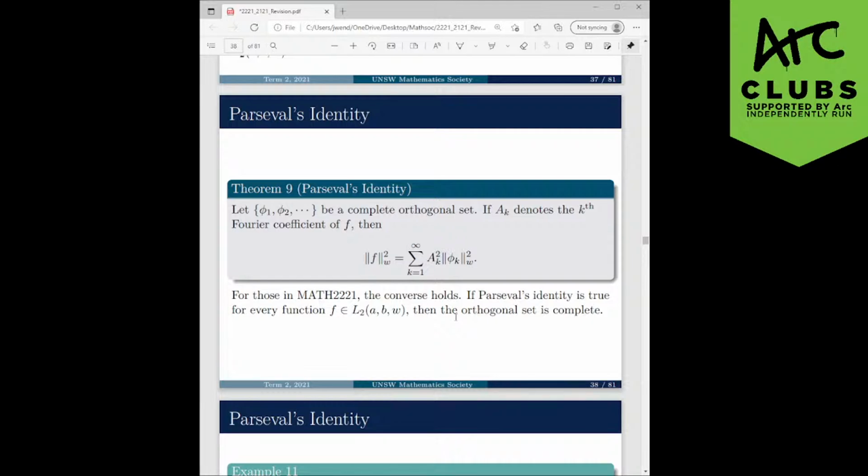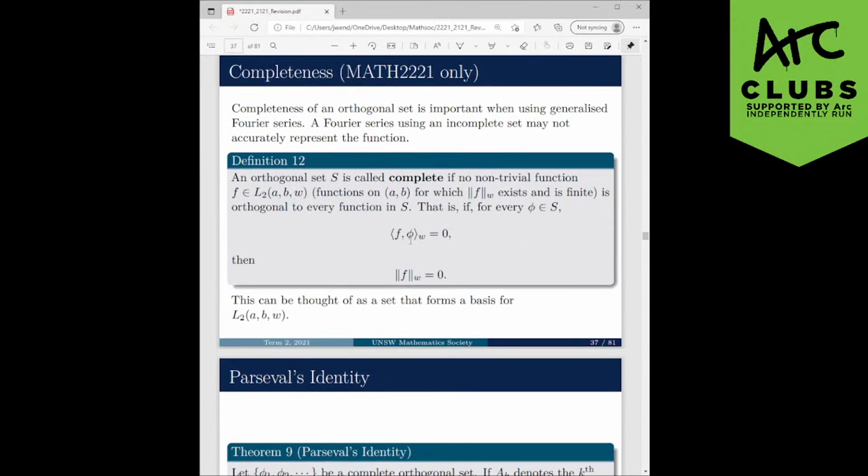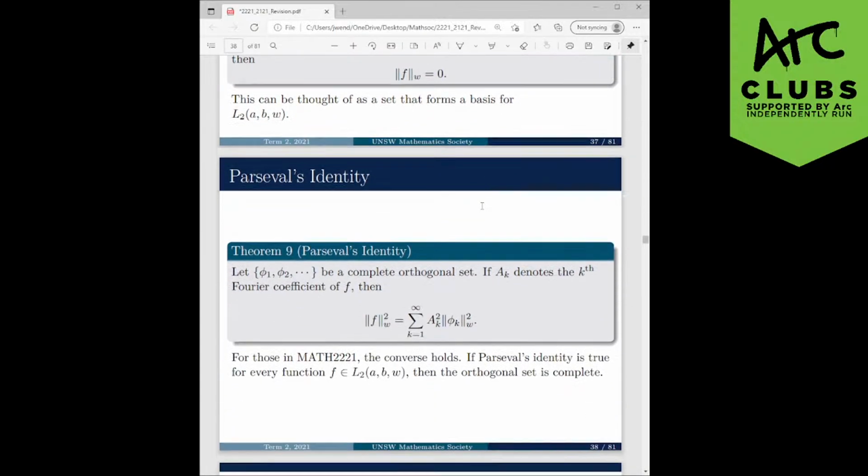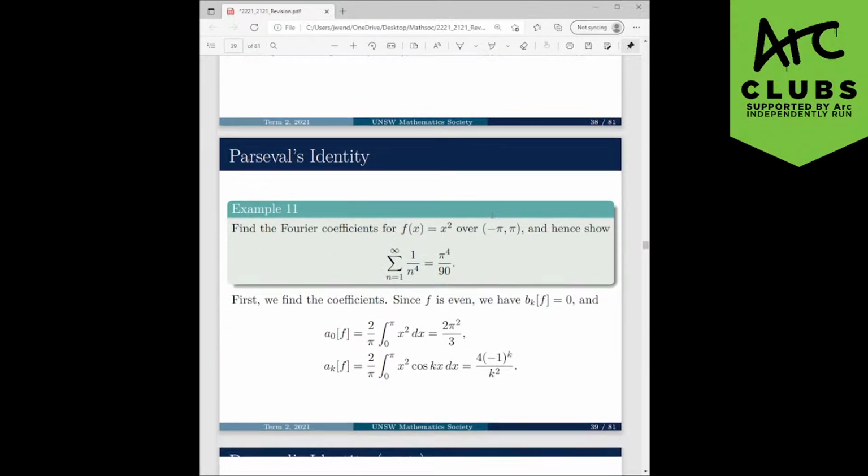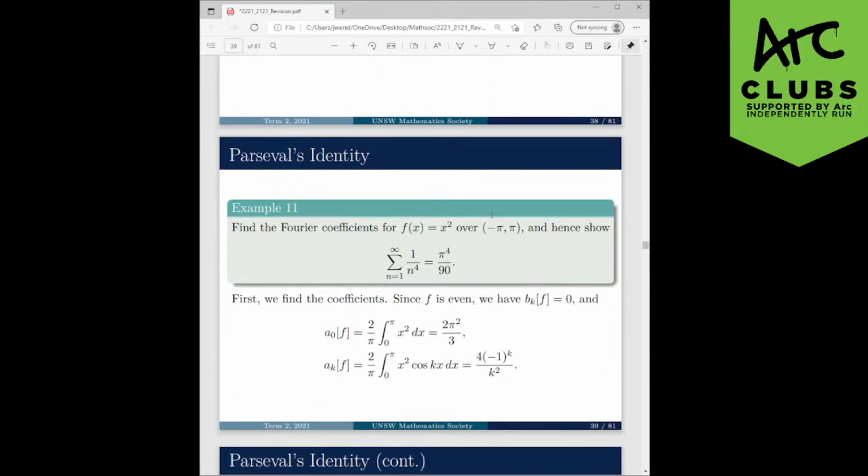If you're in 2221, you can also take the converse of this theorem. If you're just in 2121, if it's a complete orthogonal set, you can use Parseval's. But if you're in 2221, you know that if you can prove Parseval's, then you can actually say it's complete. So it's another way of proving complete orthogonal sets without using that definition over here. You can try and prove Parseval's instead. That's a pretty nifty thing, and just a demonstration of the power of Parseval.